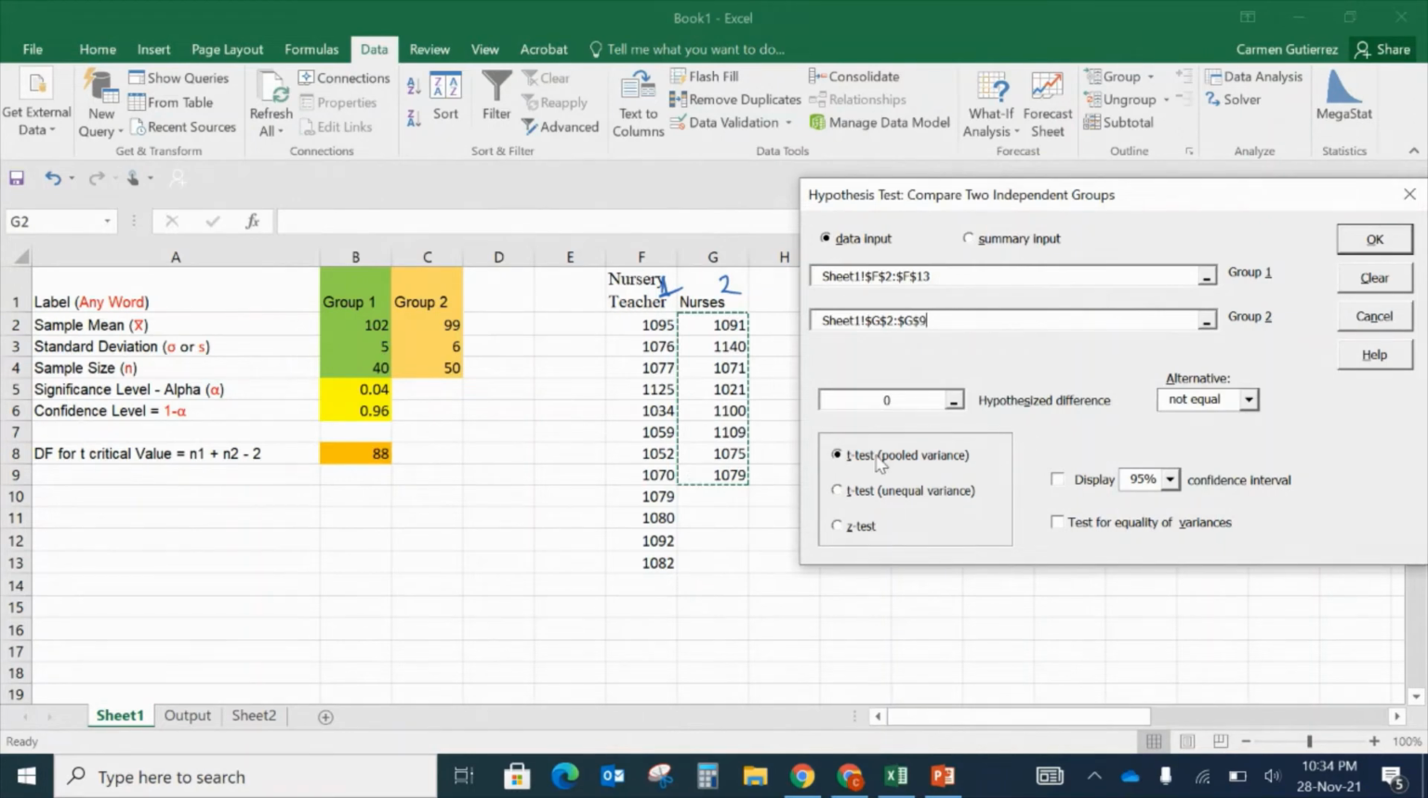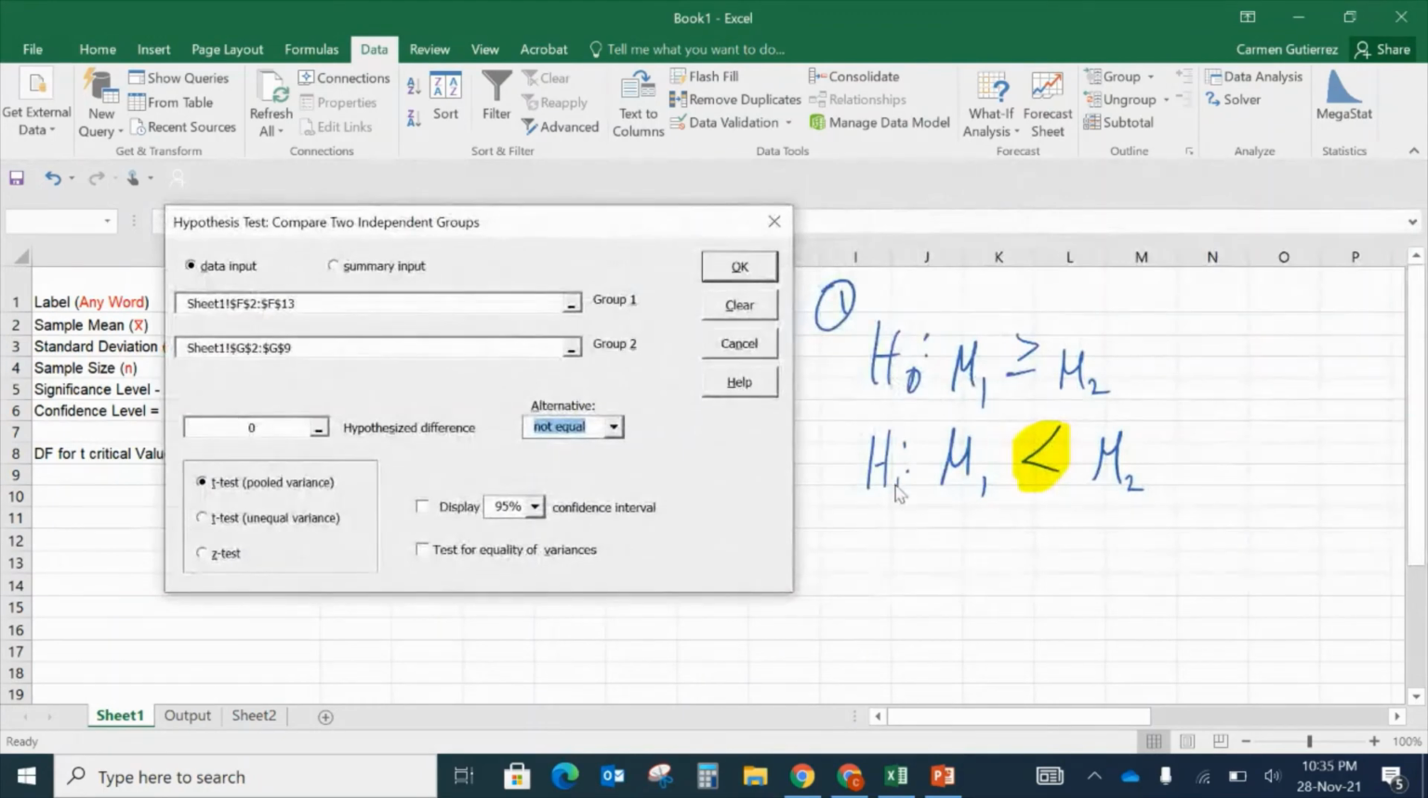Then you need to decide whether you're doing a t-test or a z-test. In this case, let's assume we're doing a t-test because we only have the raw material. We don't have, for example, the population standard deviation, so it's a t-test. Another thing you have to decide is your alternative. Alternative is your H1. So what are you testing in H1? So let me move this window here. From our hypothetical question here, H1, we're testing less than. Okay, so we go in there and we say less than.